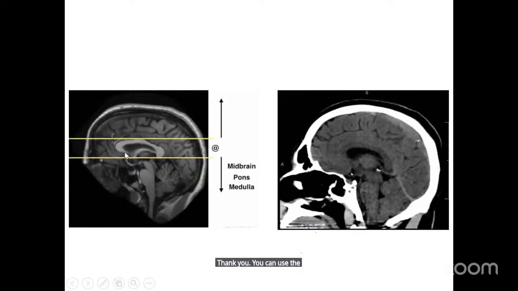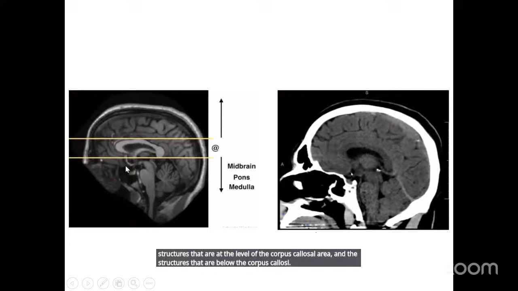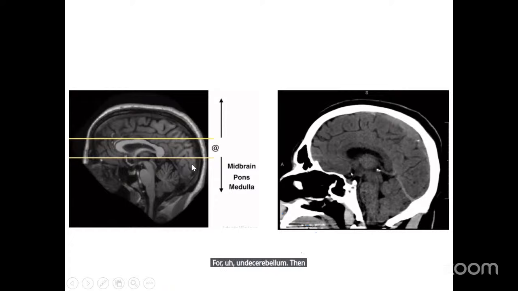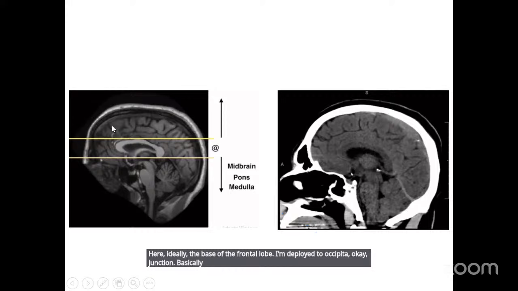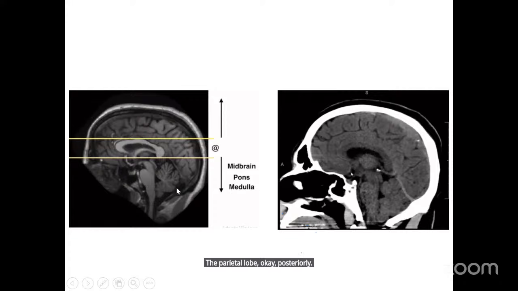You can use the corpus callosum structure here. The corpus callosum is another landmark. So you can have structures that are above the corpus callosal area, structures that are at the level of the corpus callosal area, and structures that are below the corpus callosal area. Basically, those below are the brainstem and the cerebellum. Then the lower part of the occipital lobe. Here are usually the base of the frontal lobe and the parieto-occipital junction. Basically, here is the frontal and then the parietal lobe, posteriorly. Are we together, class?